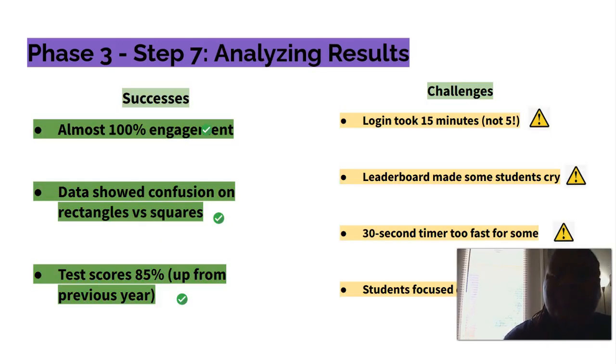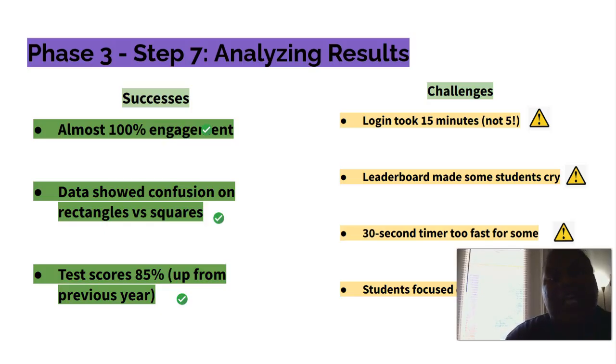After implementation, I moved to Phase 3, where I analyzed results. The successes were amazing. Engagement was nearly 100%, even for students who usually can't focus. The data revealed students were confusing rectangles and squares, which helped me reteach. And test scores averaged 85% higher than previous years.